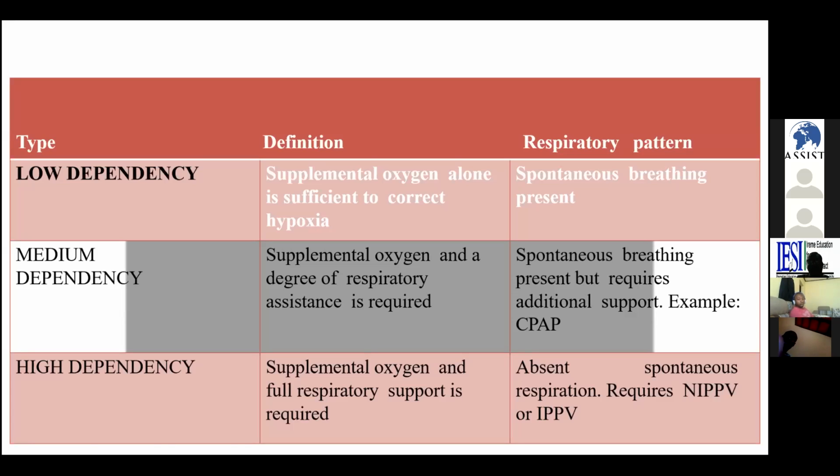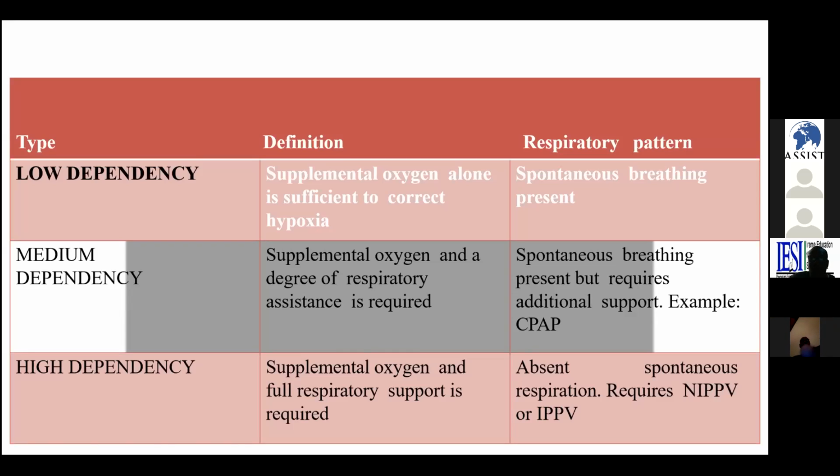So the second one is the medium dependency. So those are patients who are having a spontaneous breathing, but they need some support, especially a pressure support. For example, in case of CPAP, I think everyone here know what is a CPAP. So those people, they need a supplemental oxygen and a degree of respiratory assistance sometimes.